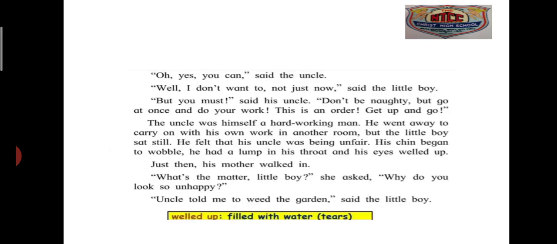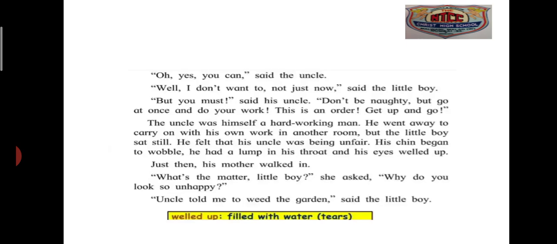But the little boy sat still. He felt that his uncle was being very unfair. Means his uncle was just forcing him to do something that he didn't want to do. His chin began to wobble. You know what your chin is, right? Below your lips. Wobble means to move from side to side. He had a lump in his throat and his eyes welled up. He was about to cry. Welled up means filled with water.